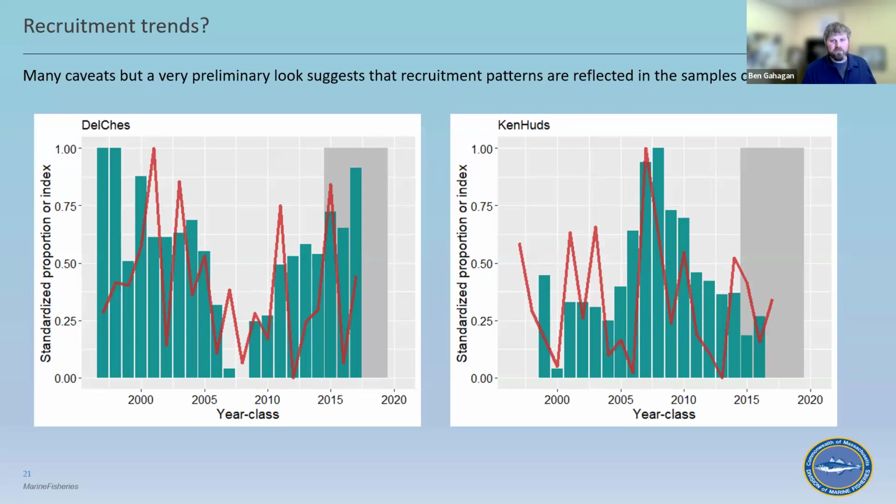The gray rectangles on the right are just a reminder of the collection period, and that we have few fish from the older year classes left and incomplete year recruitment from recent year classes.